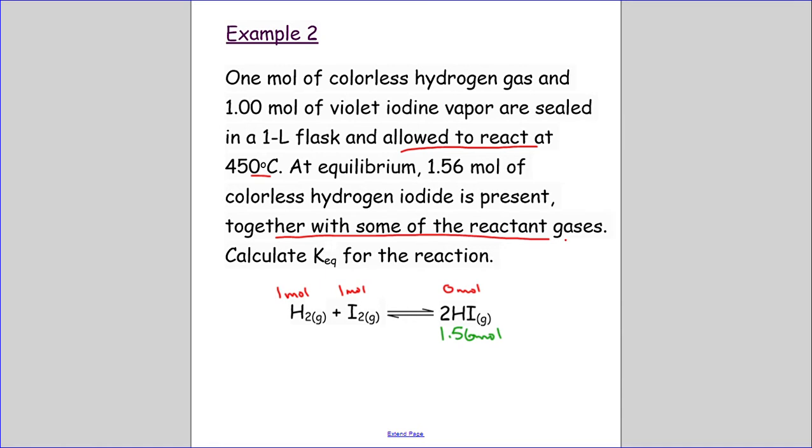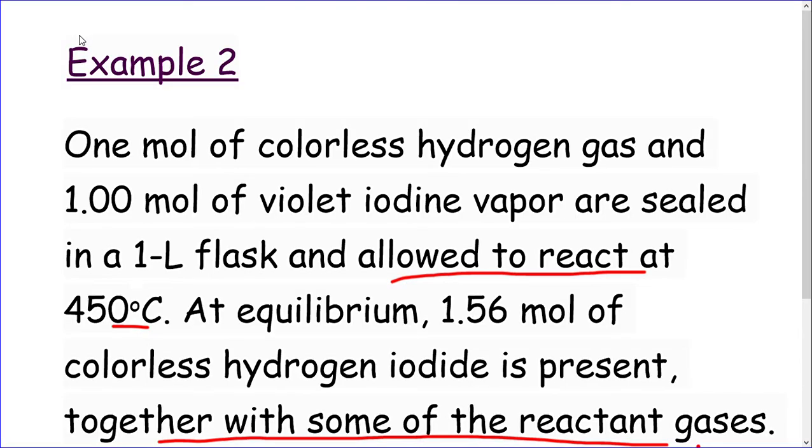That means there must be 0.44 moles left over that are still present as reactant gases. Each of these is in equal concentration, 1 mole and 1 mole, so the 0.44 moles would be split equally because they're in equal proportion. That 0.44 moles breaks down to 0.22 moles of each one. Once we have that, we should be able to run through our equilibrium calculations.